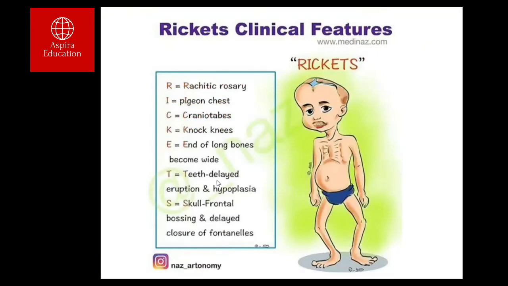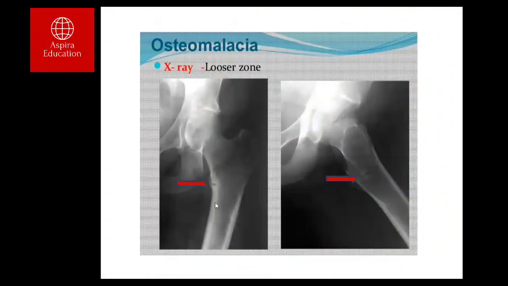So these are the changes you get in rickets. Rickets usually has a rachitic rosary, which is the thickening of the costochondral junction. They have pigeon chest, craniotabes, and knock knees, or bow legs. They can have maldevelopment of the teeth and the maxilla, frontal bossing, and delayed closure of the fontanelle. So these are the changes you get in pediatrics. In the MRCP Part 1 exam, you're going to get questions on osteomalacia.